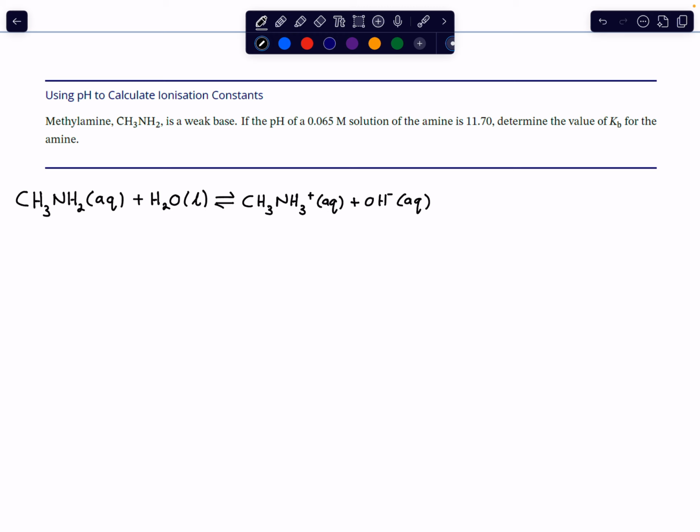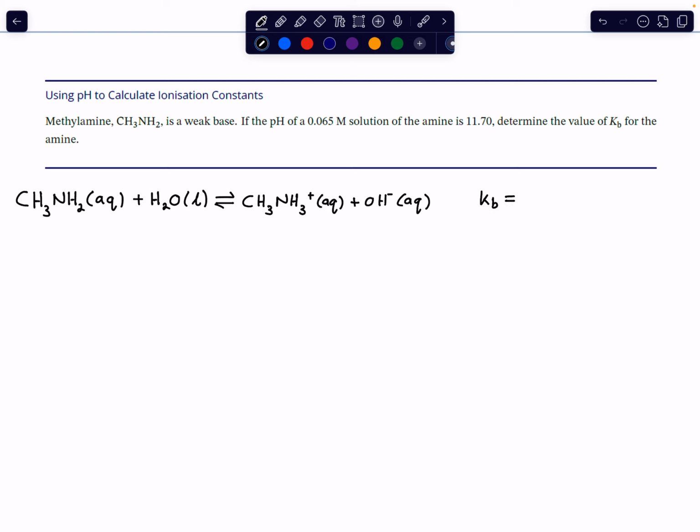That's of course why this has quite a high pH, meaning a pH larger than 7, which is 11.7, because of the formation of the hydroxide ions. So it all kind of makes sense. That's why it's a base. And we will now need to determine the Kb. So let's write down the Kb for this equilibrium.